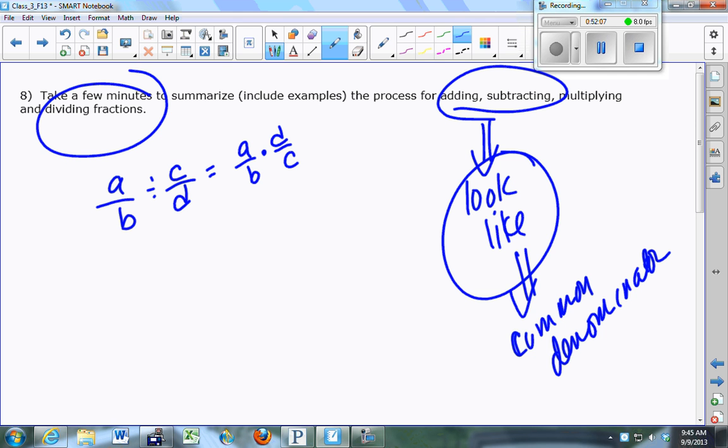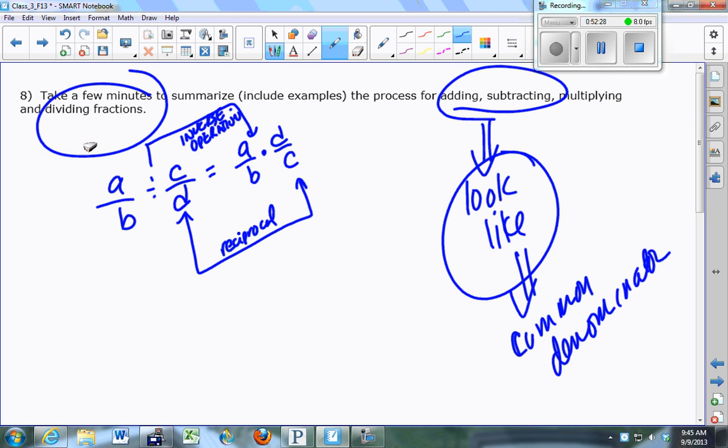D over C, right? You change division to its inverse operation, which is multiplication, and you can't just take a division problem and change it to multiplication without also changing C over D to its reciprocal.